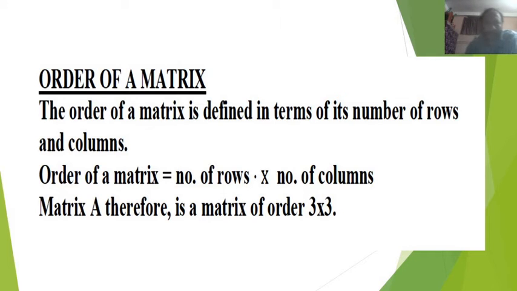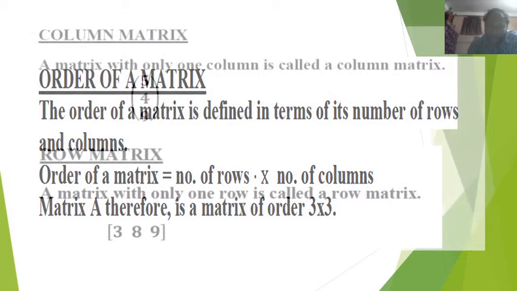Order of a matrix. What is the order of a matrix? The order of a matrix is defined in terms of its number of rows and columns. The order of a matrix is the number of rows times the number of columns. The matrix A previously given is therefore a matrix of order 3 by 3. This 3 by 3 matrix is called a square matrix.